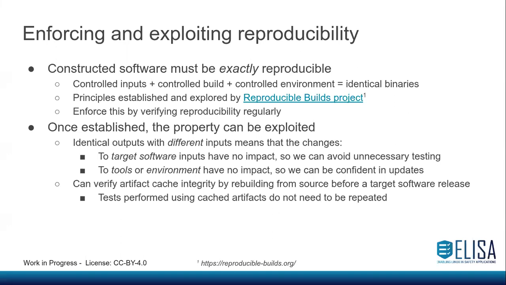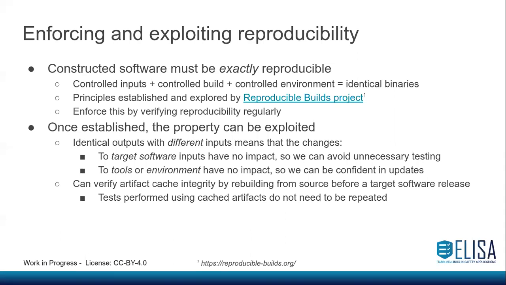If you have identical outputs with different inputs, then this tells you some things about the changes. If you've made a change to your target software, it means that that change has no impact on the software. So you can avoid unnecessary testing. You might think, well, why would I want to make a change which has no impact on my binaries? Well, the answer there is that if you're following a continuous integration and update process, you want to be able to continue to merge changes, and some of those changes might not actually affect your software.